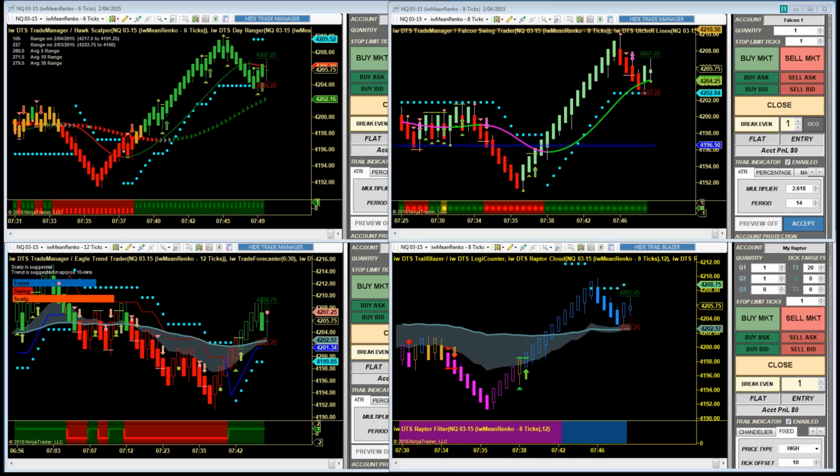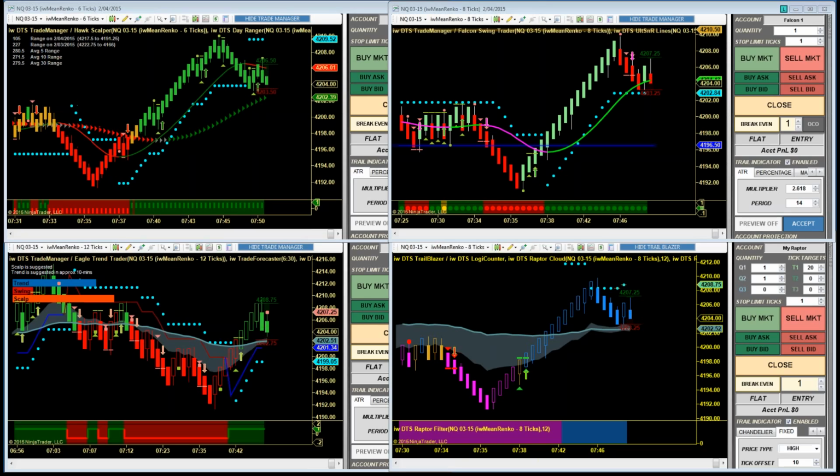These are your high probability targets. For the scalping tool, we are looking at $50 per contract. For the swing trading tool, we are looking at $100 per contract. And for the trend trading tool, we are looking at $200 per contract. So that will change based on the tick size of the instrument you are trading.